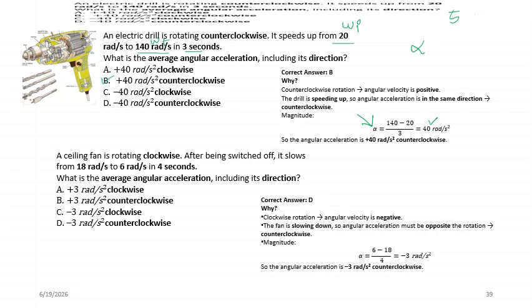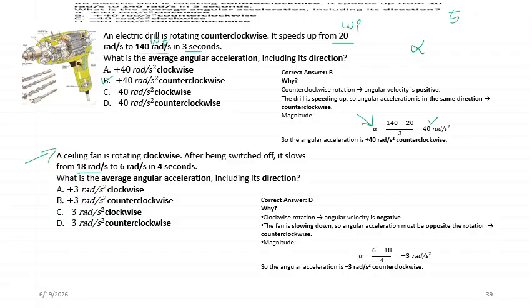Similarly, you have one more question there. Try to do it. It's in connection with the ceiling fan. A ceiling fan is rotating clockwise. After being switched off, it slows down from 18 rad per second to 6 rad per second in 4 seconds. So the calculation of alpha is easy. You will get minus 3 rad per second squared.